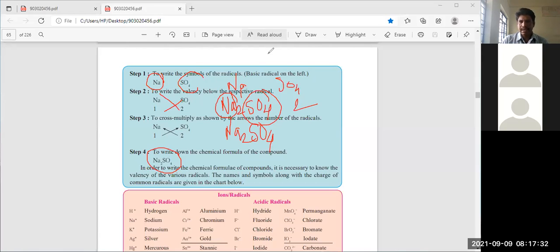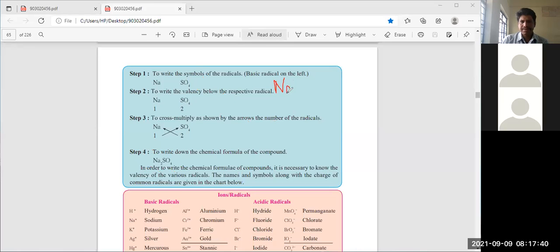Now we are going to write different chemical formulas. Suppose we have taken sodium, its valency is 1, and Cl, its valency is -1. So we have 1 and 1. If we do cross multiplication, nothing changes, and we directly get NaCl. Getting it? So like this we can do it and we'll get our answers.